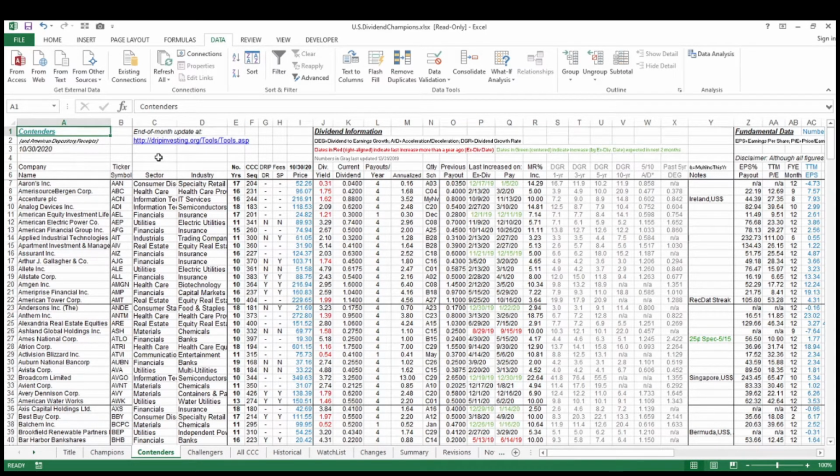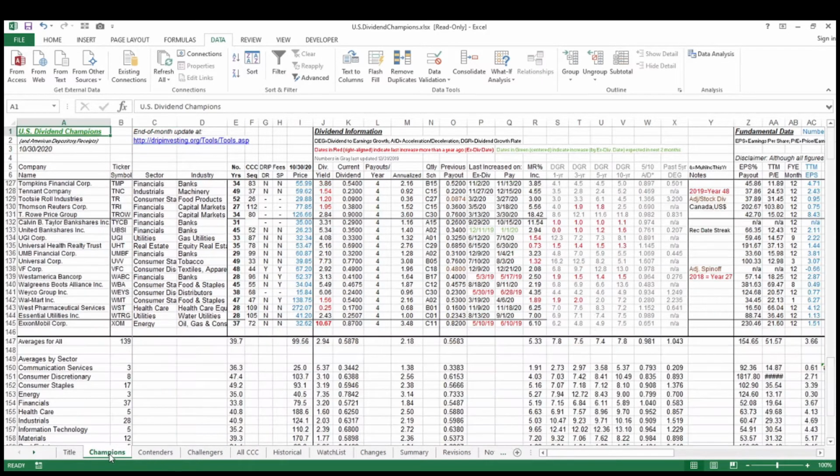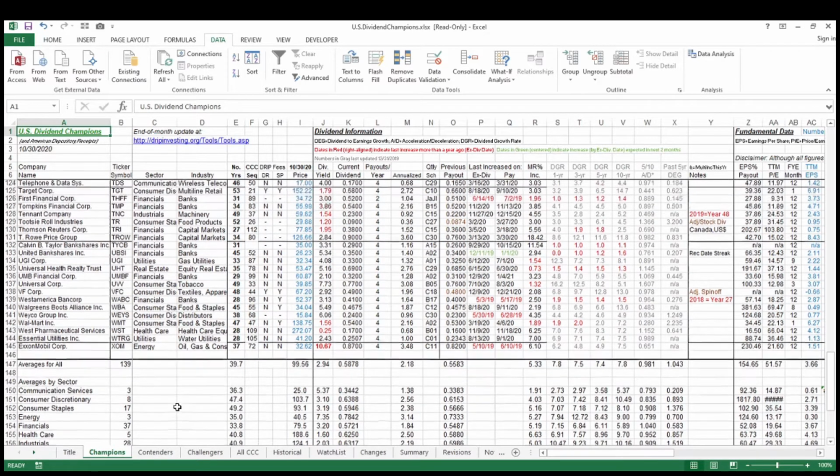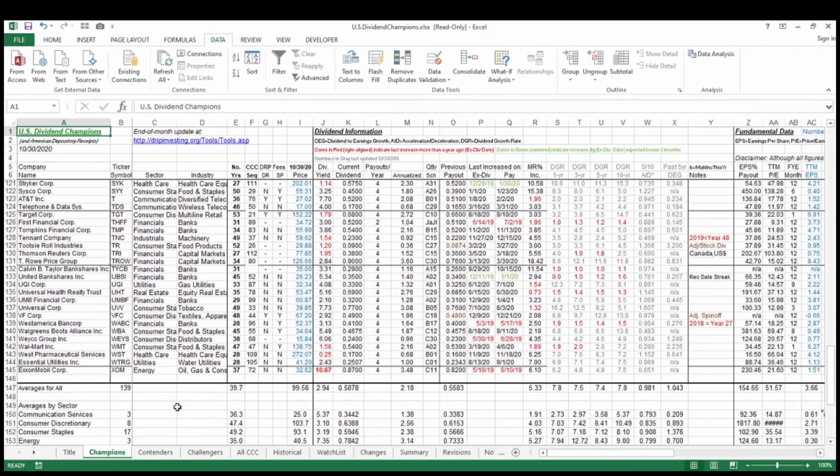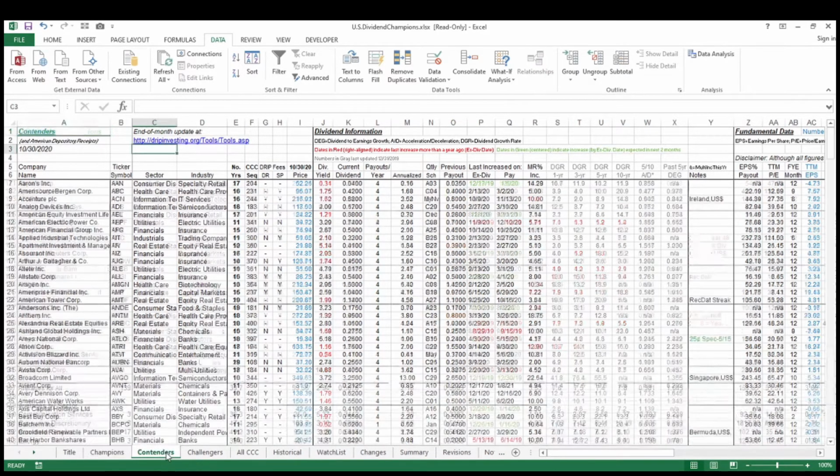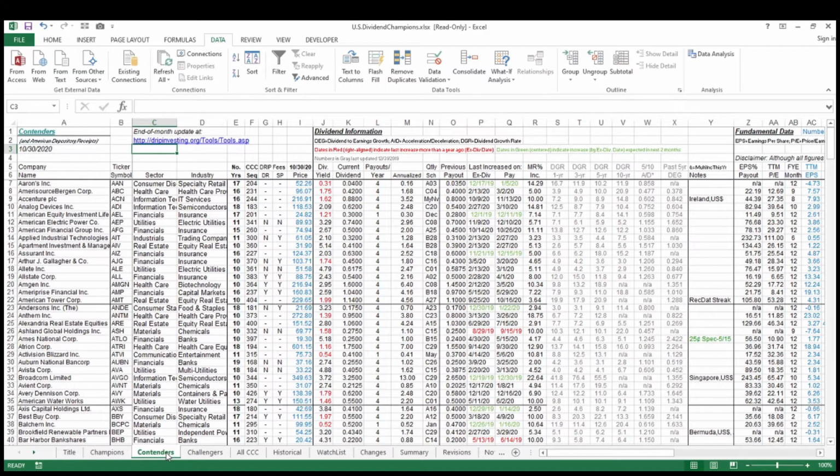I'll link this in the description below as well, but you can go to this website to get the same spreadsheet. A few tabs that I want to show you: the champions. This is basically the same as the Dividend Aristocrats that a lot of ETFs are also based on. So these are the companies that pay and increase their dividends 25 years or more. And then the contenders, I believe it's between 10 and 24. So these are the next best batch of dividend paying stocks.